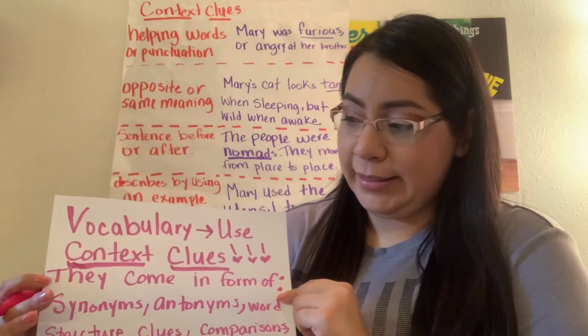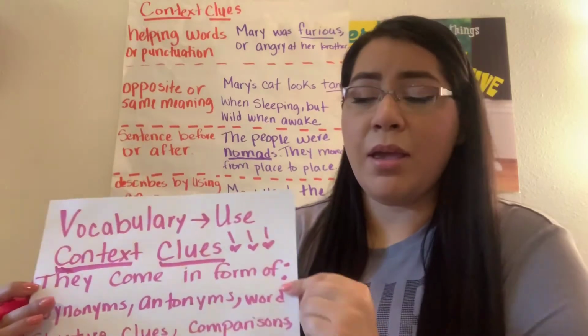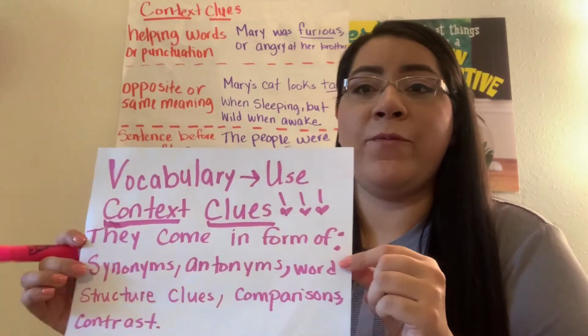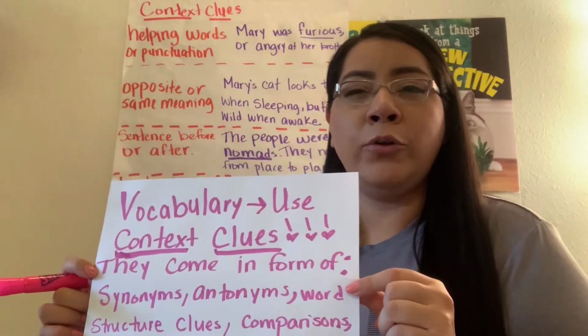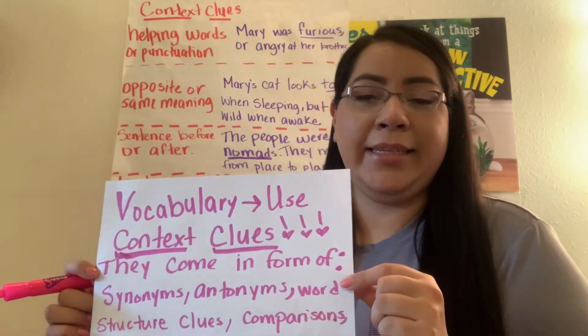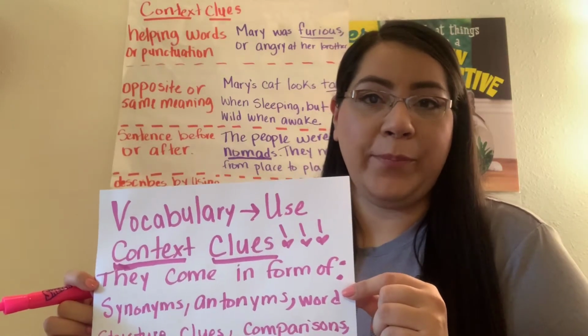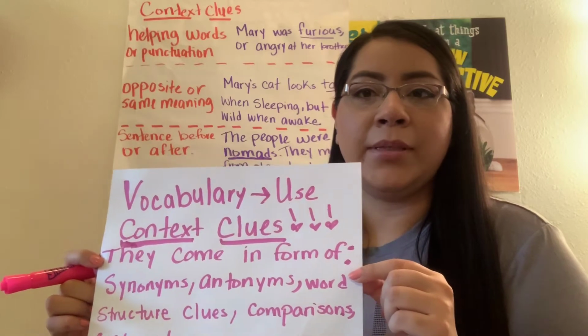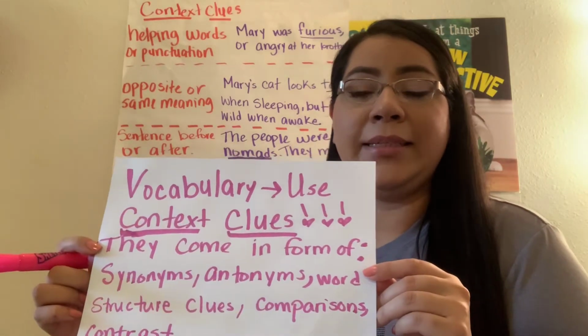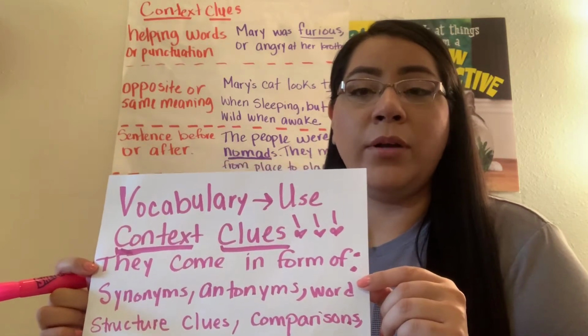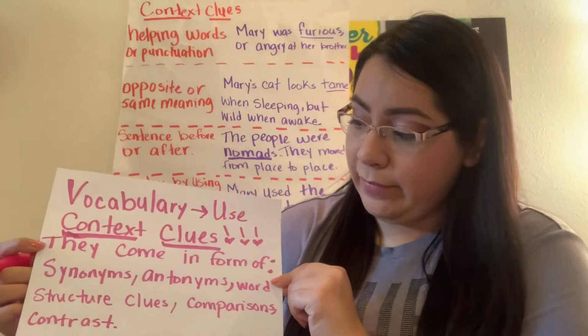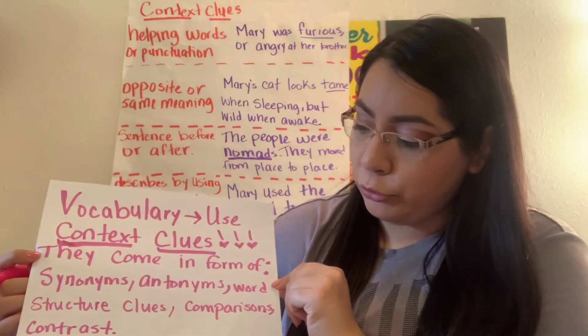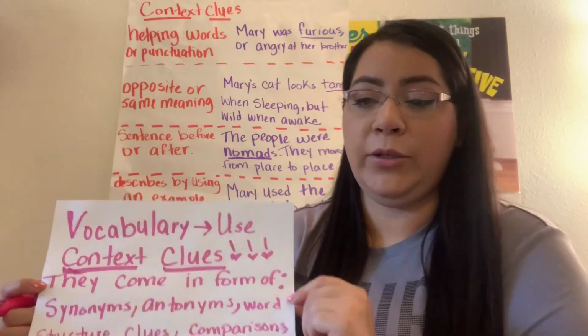Now, they come in many forms. These are clues they purposely put in sentences to help you figure out what the word means. It's done on purpose. They can be given in a synonym, antonym, or words within that sentence. They can give it to you using structure clues, comparison, contrast.